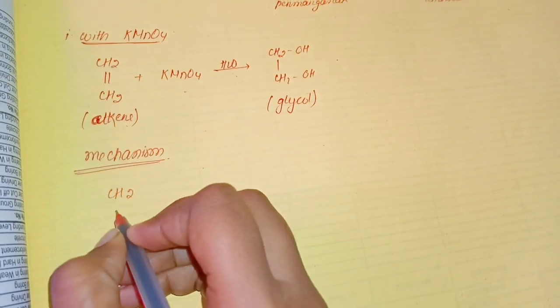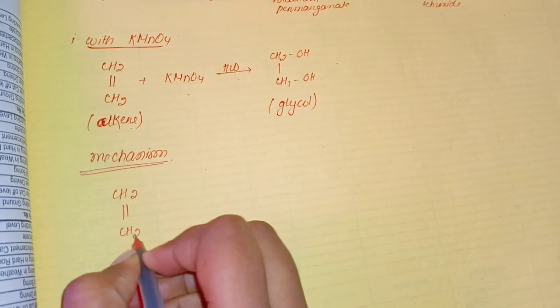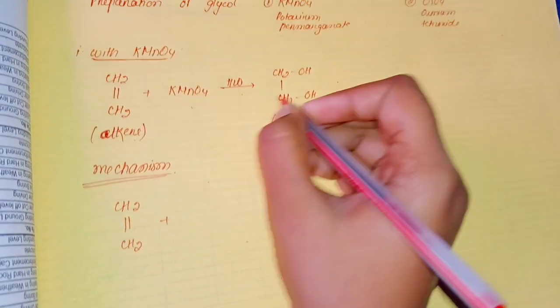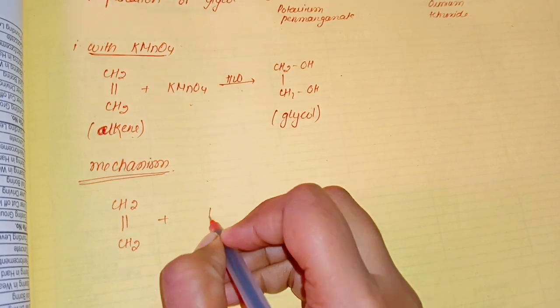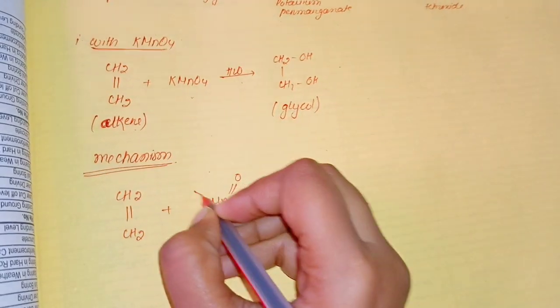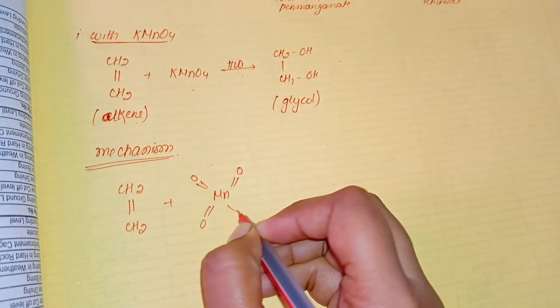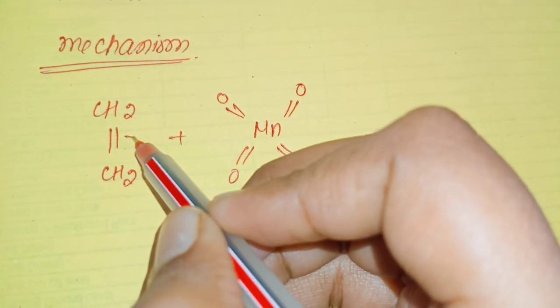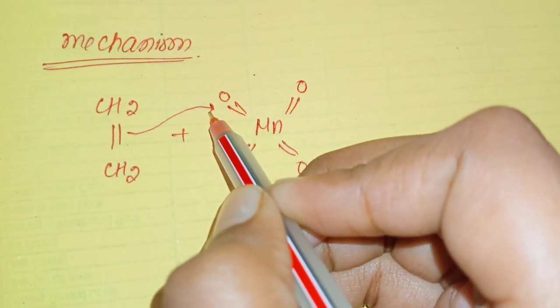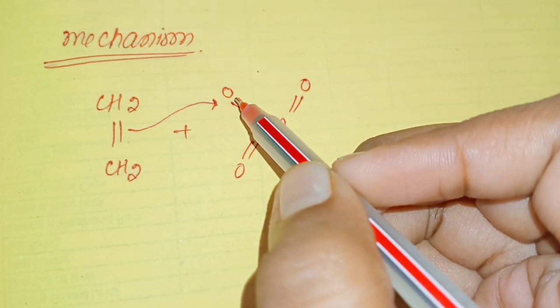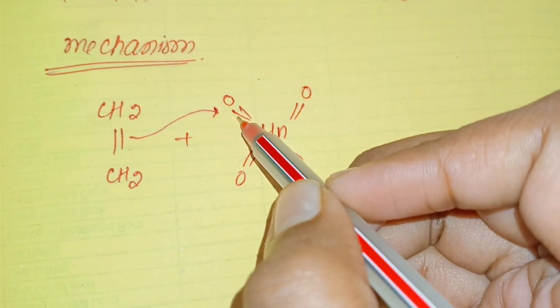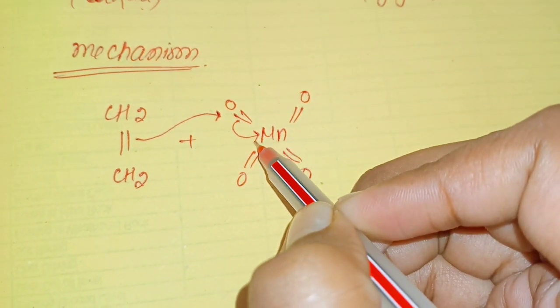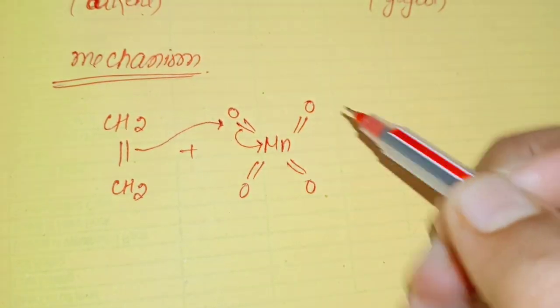Let us see the mechanism. Here, the alkene reacts with KMnO4, whose structural formula is Mn with a double bond to O in four directions. So here, what happened? Look closely. Here the pi bond of the alkene breaks down and moves to the carbon. The carbon-oxygen bond formation takes place, and the bond moves to the central atom, that is manganese.